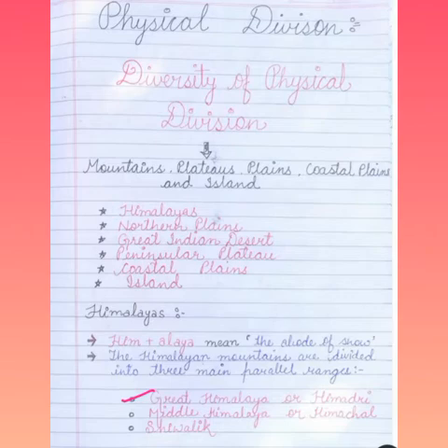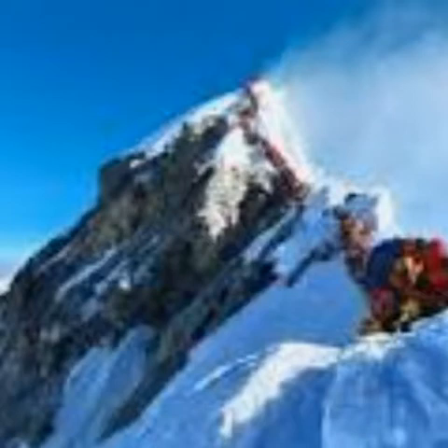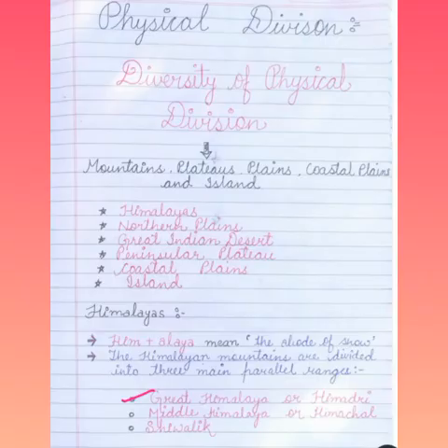Most of the mountain peaks here are permanently under snow. Mount Everest, 8,848 meters in Nepal, is the highest peak in the world. Kanchenjunga, 5,598 meters, is the highest peak in the Indian Himalayan range.